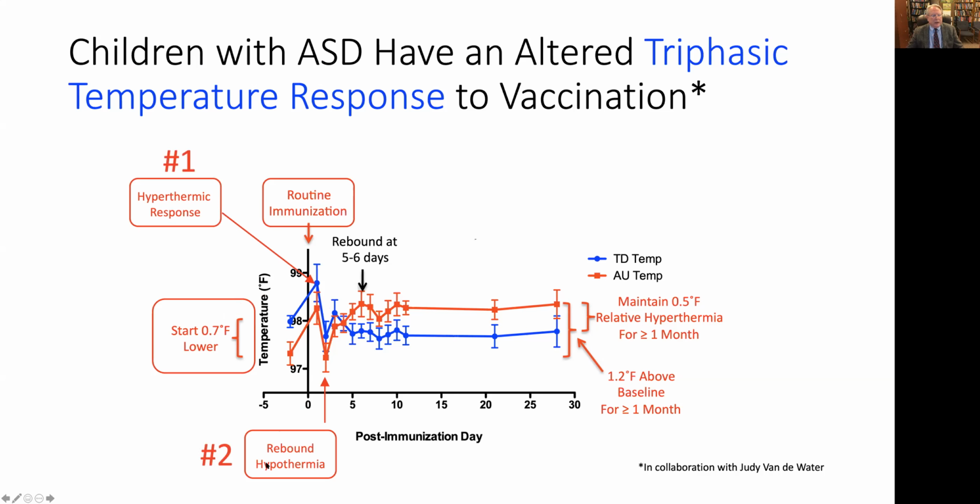The second phase is a rebound reduction in temperature or hypothermic response. And then the third phase is this rebound hyperthermia or normothermic response in the typically developing. So the blue, basically they go up, down, and recover. From about day 5 on, they're back to their baseline temperature. But the children with autism go up, down, up, and then they have a rebound hyperthermia where for a whole month after a single vaccination, they have a temperature that's about 1.2 degrees Fahrenheit above the temperature before they received immunization. Okay.